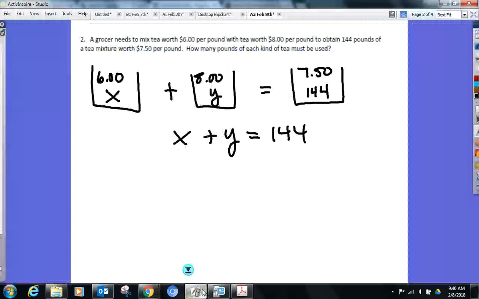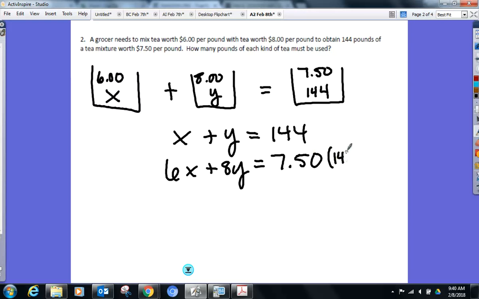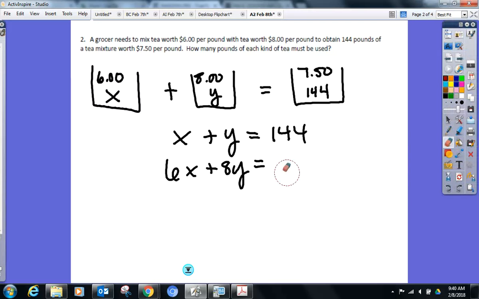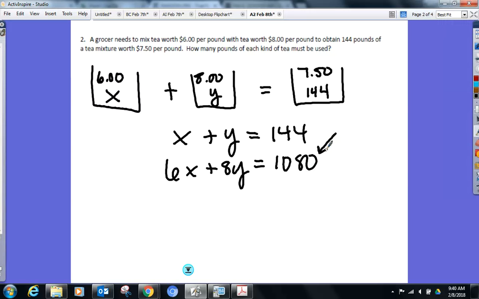6x. Yep. Per pound. Because I have 144 pounds, right? And then what's that? You guys finding 1,080? 1,080? Okay, so I'll replace that. Just write a little note where that came from, that 1,080. That's 144 times 7.50.